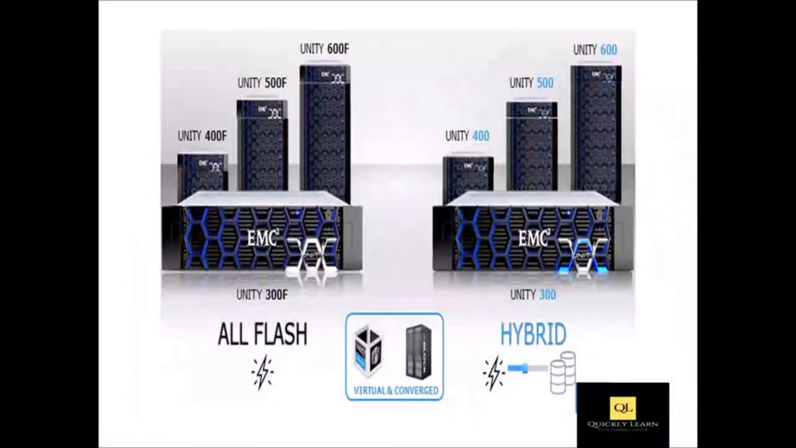Okay guys, now you can see in Unity they have an all flash storage array also available, and here we have a hybrid storage also available. Now what does that mean? When we say all flash, in this storage we'll be getting only SSD drives, so it is made for high performance. And in front of 300 you can see F is written, that means it is an all flash drive. Same for the 400F, 500F and the 600F. And here in Unity 300, you can have a SATA disk also, SAS disk also and SSD disk also. So it gives us good performance and some capacity planning also we can do with the hybrid storage.